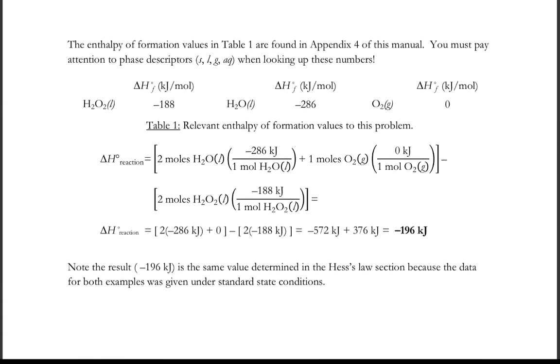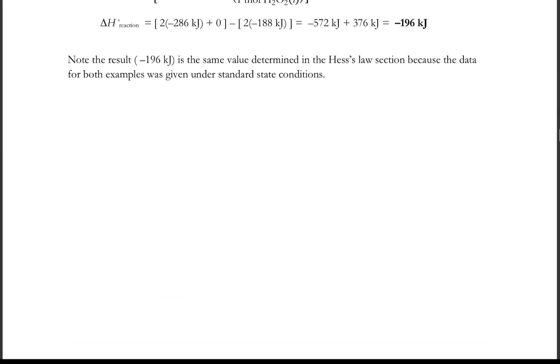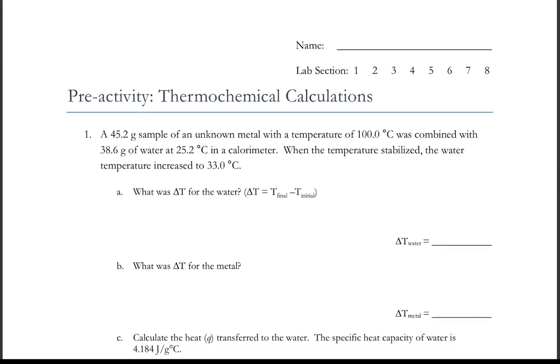Alrighty, so this simplifies to delta H of the reaction is 2 times negative 286 kilojoules minus 2 times negative 188 kilojoules. So just be careful about all those negatives. And we get negative 572 plus 376 kilojoules, or negative 196 kilojoules. So we got the same value as in the other method. We expect that. Sometimes they're a little different by a value, a number or two.